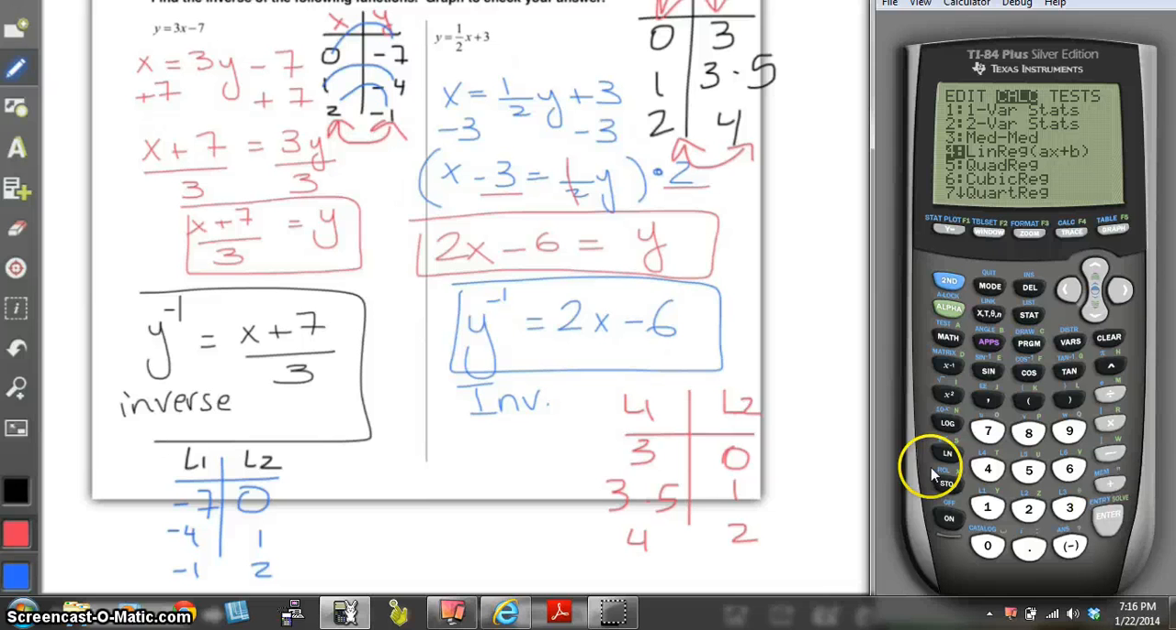Then Stat, Calc, and then you go all the way to number 4, because the inverse of a linear is going to be a line, a linear. Press enter, and then enter. There you go. Y equals 2x, which is this one, minus 6, which is this one. So that is the inverse. Y equals 2x minus 6. Now this is a way to do it on the calculator.